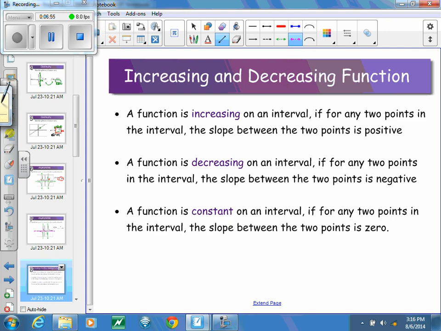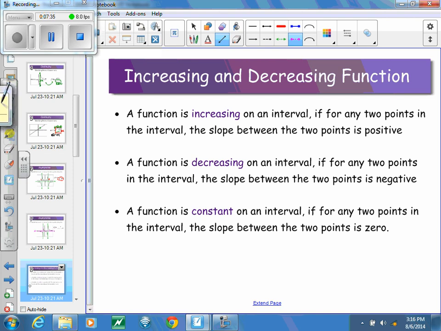Next, I want to get into increasing and decreasing parts of a function. When a function is increasing on a given interval, it's talking about taking 2 points where the slope between those 2 points is positive. So when you have a graph that's going uphill from left to right, it's an increasing function. If your function is going downhill from left to right with a negative slope, then your function is decreasing. If your function is a straight horizontal line with a slope of 0, then you're talking about a constant function.